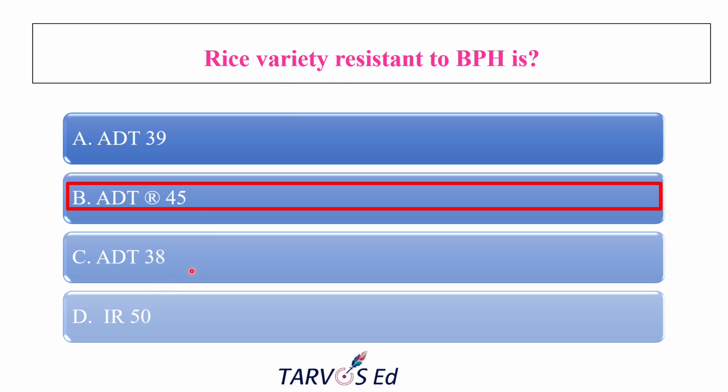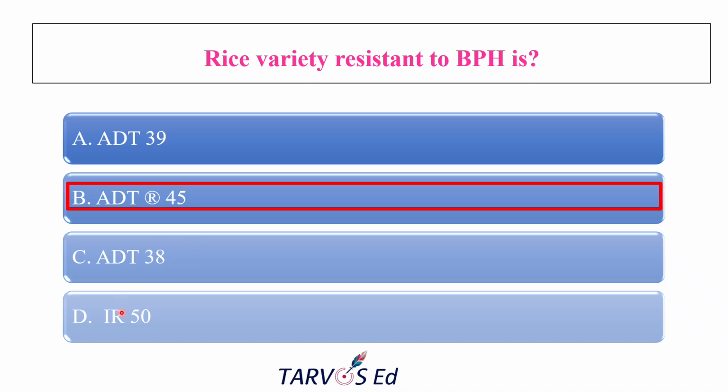It is highly suitable for rainfed lowlands. And this variety is specifically susceptible to BPH, not resistant. The main trait incorporated in this variety is drought escape and drought tolerance, not insect resistance.